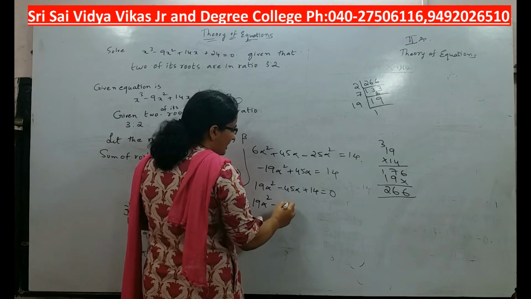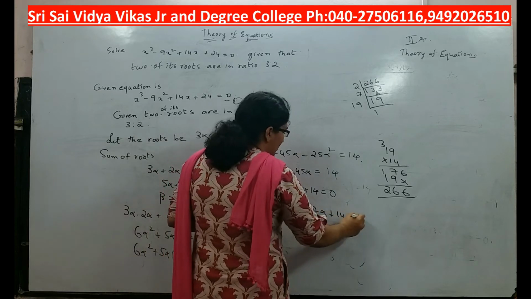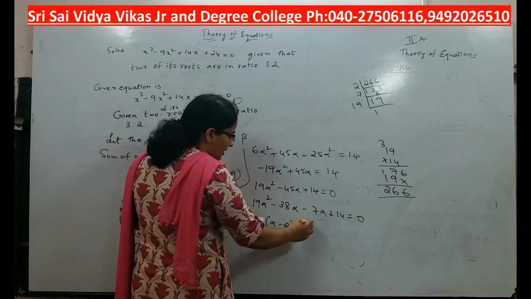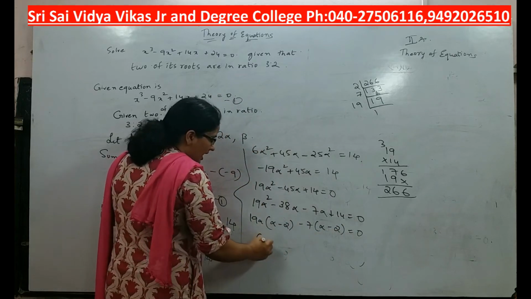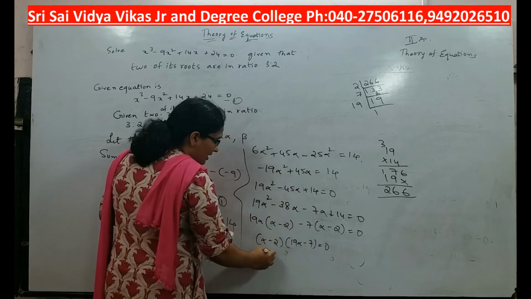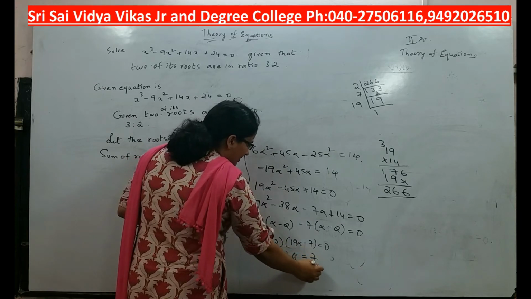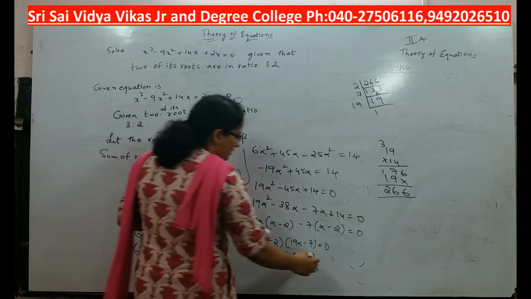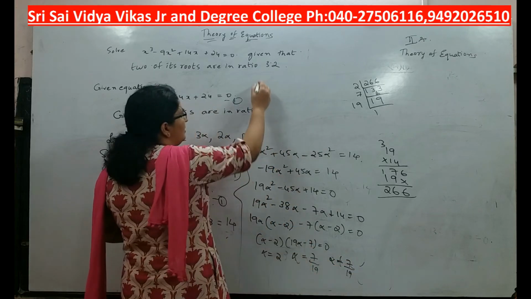So we can write it as 19 alpha square minus 38 alpha minus 7 alpha plus 14 is equal to 0. 19 alpha into alpha minus 2 minus 7 into alpha minus 2 is equal to 0. Alpha minus 2 into 19 alpha minus 7 is equal to 0. Alpha is equal to 2, alpha is equal to 7 by 19. Alpha cannot be 7 by 19. So alpha is 2.